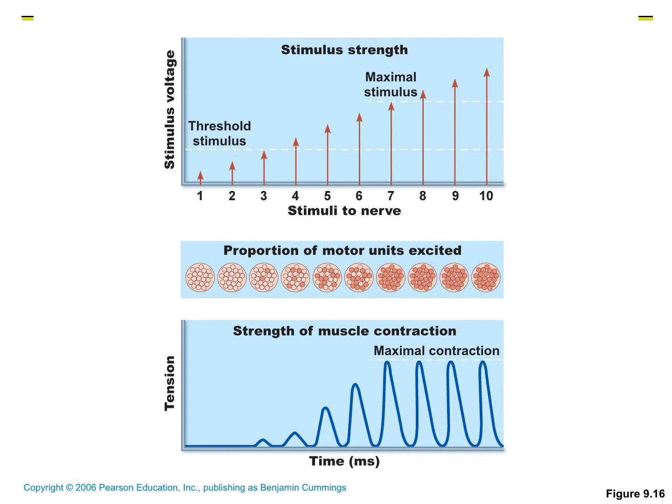And if you look at the middle picture, you see the red is the number of muscle fibers being activated, or at least motor units being activated. That gives you an idea that the stronger the stimulus that comes through, the more fibers are going to be activated, and then you're going to get a better and stronger force of contraction.